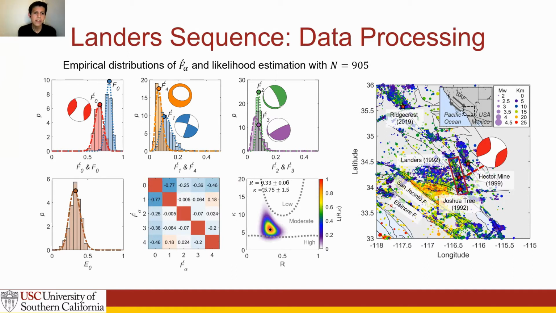In the bottom panels, we see the distributions for E0, which is the shape factor. And in the next panel, we can see the correlation matrix of the moment fractions. In this correlation matrix, we can see that F0 is strongly negatively correlated with all the moment fractions of higher degree. Using the likelihood estimation, we find a moderate complexity. The estimated kappa is about 5.75 and R equals 0.33.